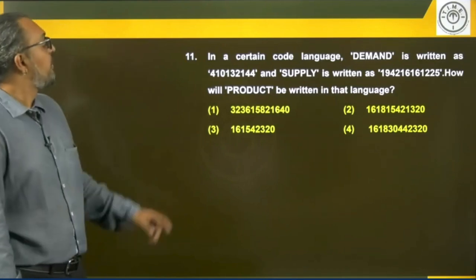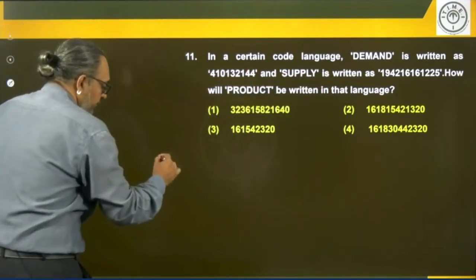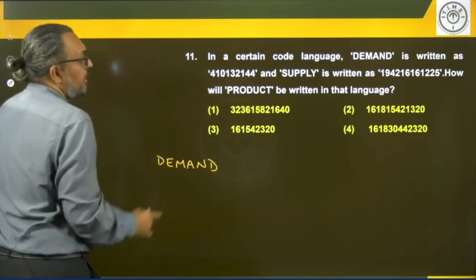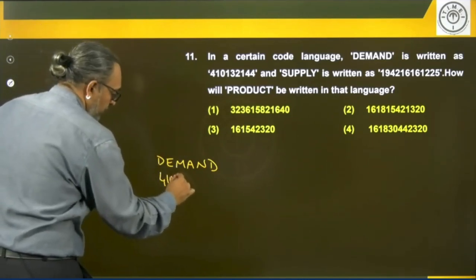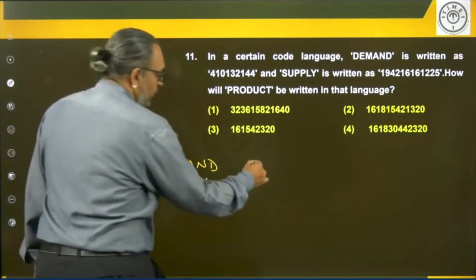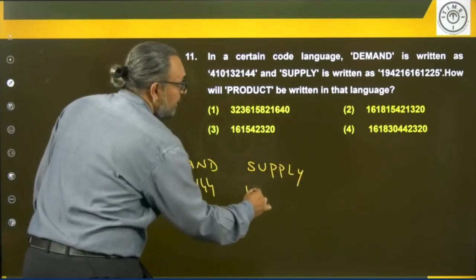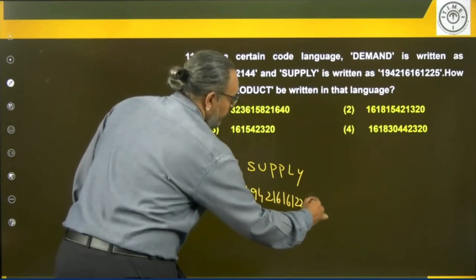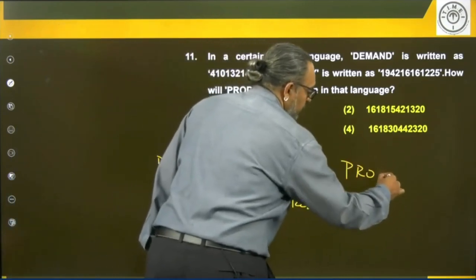Then, in a certain code language, demand is written as 410, 132, 144. And supply is written as 194, 216, 161, 225. Then how will the word product be coded?